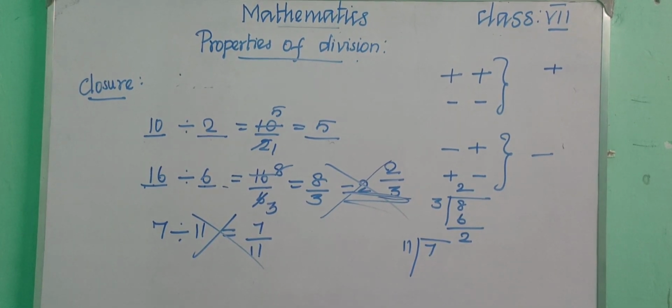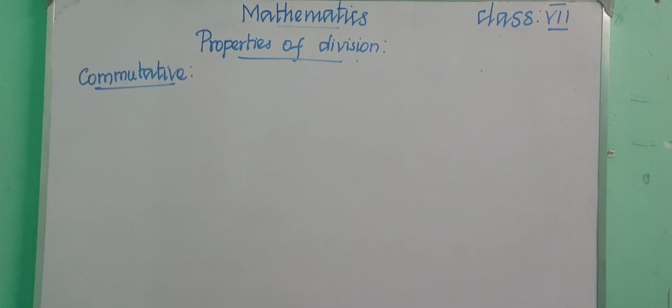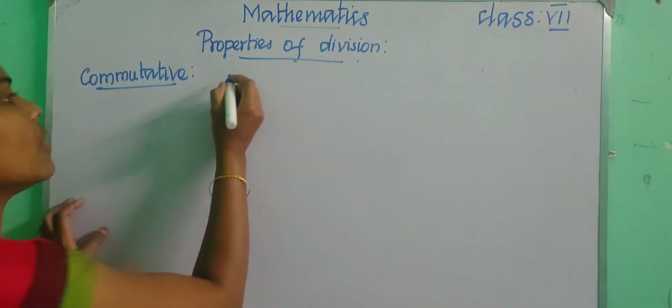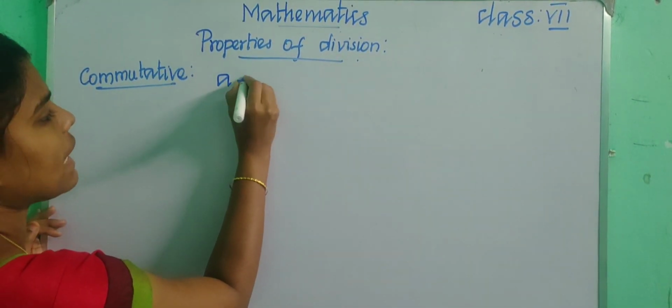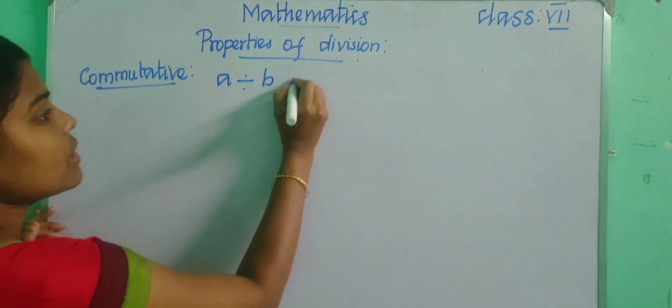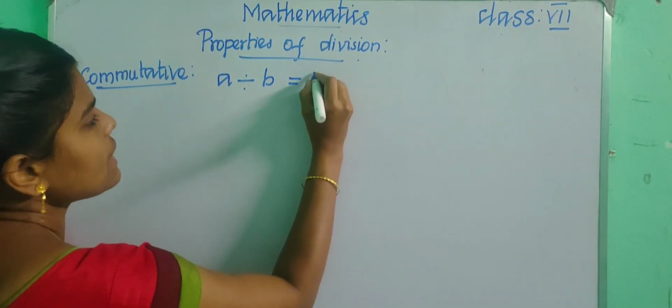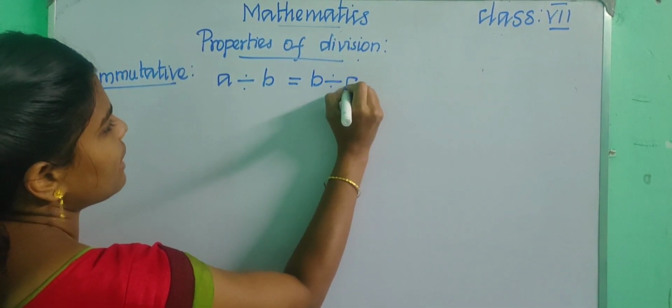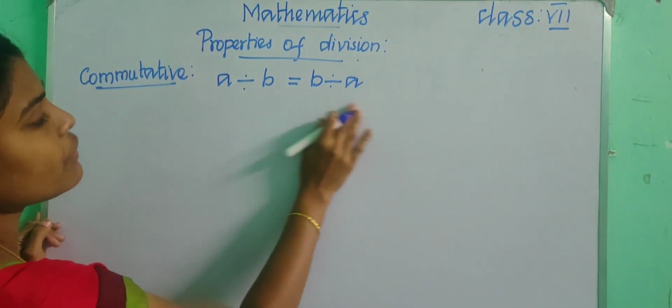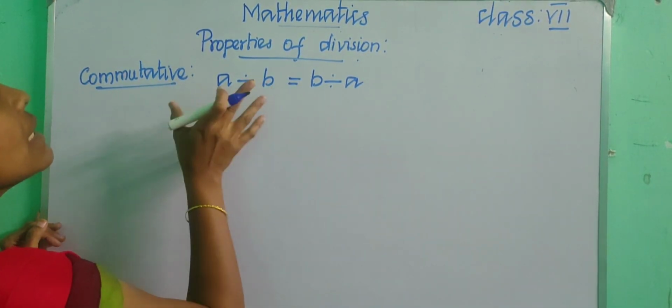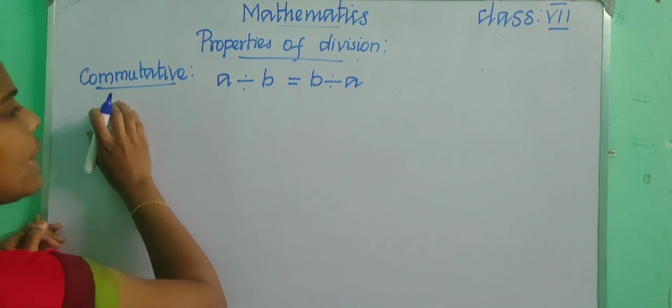Okay children, so let us see the next property, that is commutative property. Commutative property means if you are dividing two integers a divided by b, on the right hand side we will change the order, b divided by a. If it is possible, we can say division of integers holds commutative property.